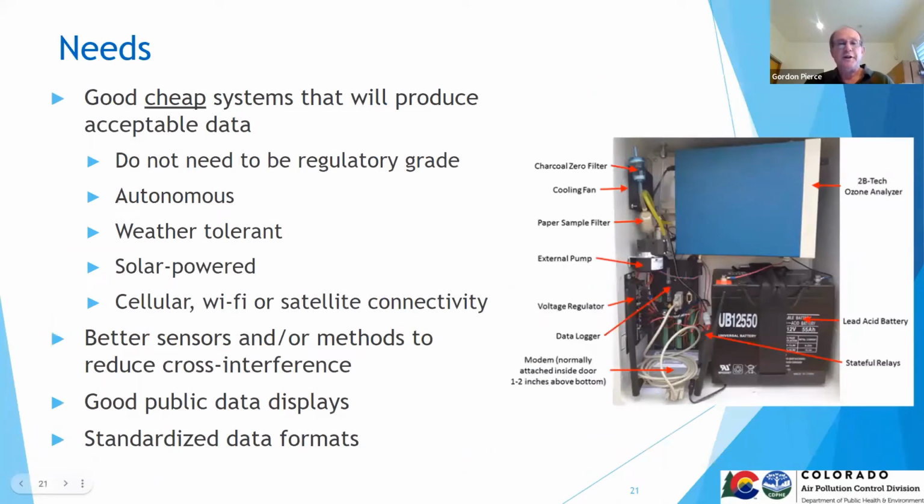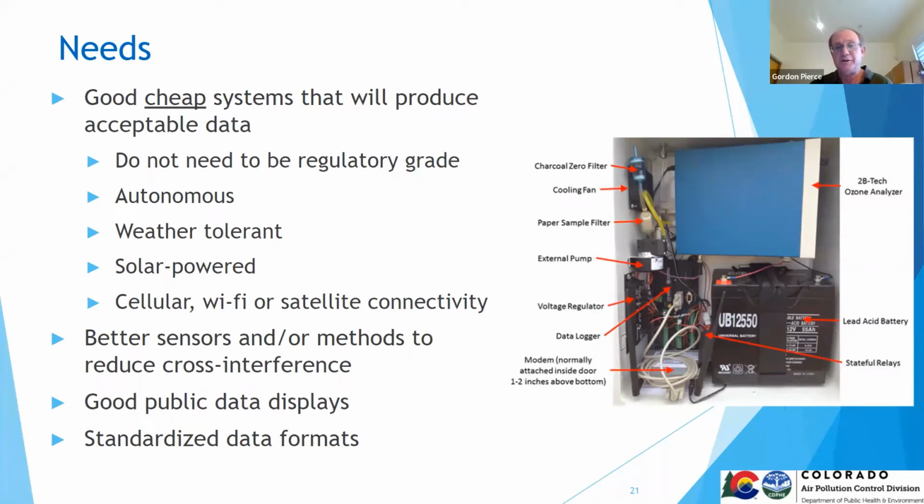So just to summarize here, ideally, what we would like, for a state level regulatory agency being able to provide data to the public for information and for forecasting, are good, cheap systems that produce acceptable data. It doesn't necessarily have to be regulatory grade, but something more autonomous, very weather tolerant, with the temperature variations we get in Colorado, especially the cold and higher elevations as well. Solar powered, different types of connectivity would be nice as well.